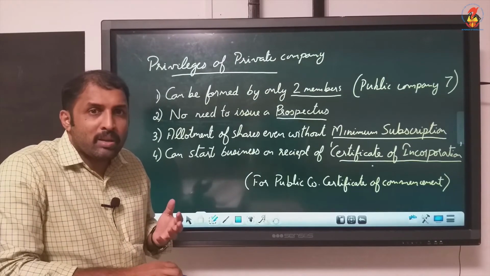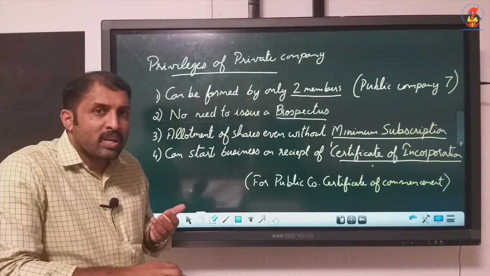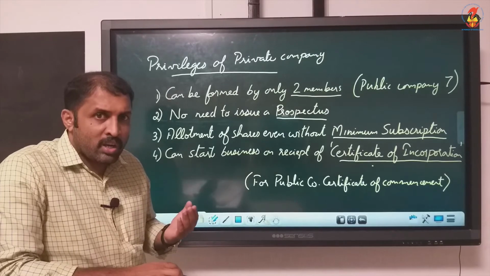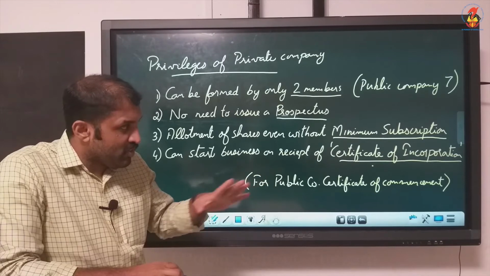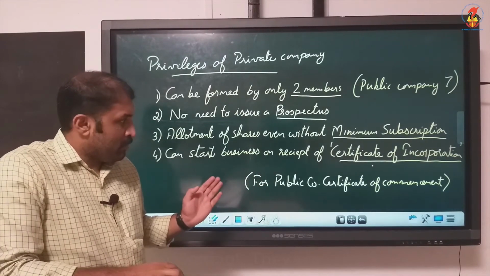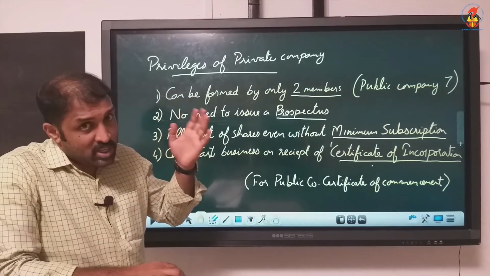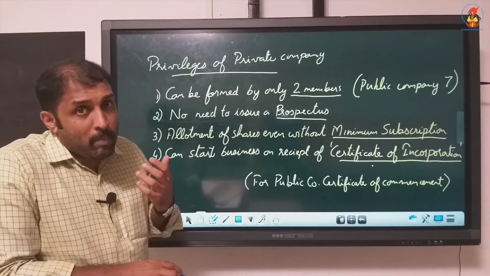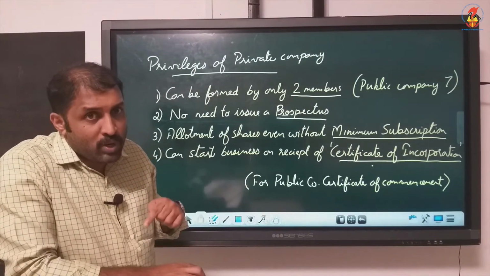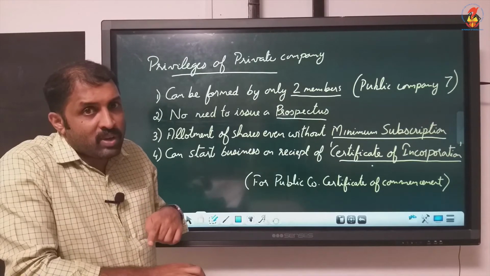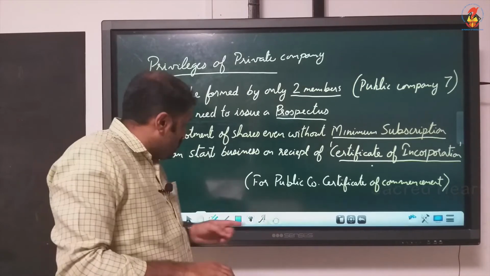But for a public limited company or public company, it is not enough. One more certificate has to be given by the registrar in order to start a public company. That is the certificate of commencement of business. That is given after the certificate of incorporation. So at the receipt of the certificate of incorporation itself, a private company can start working, whereas a public company has to wait for one more certificate, that is the certificate of commencement of business. Again, that is a privilege.